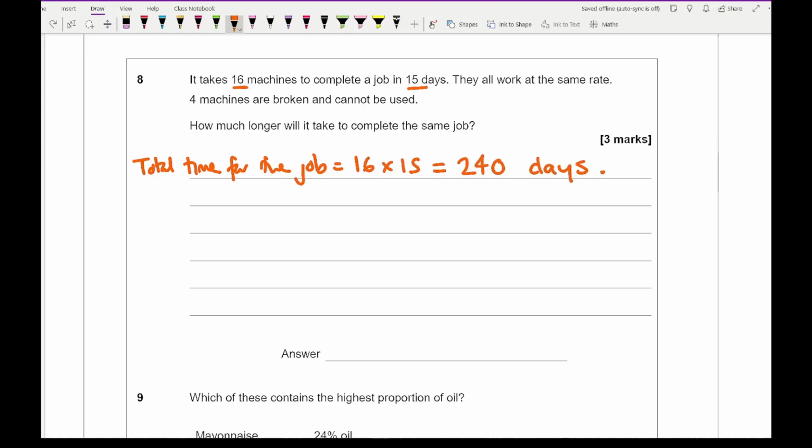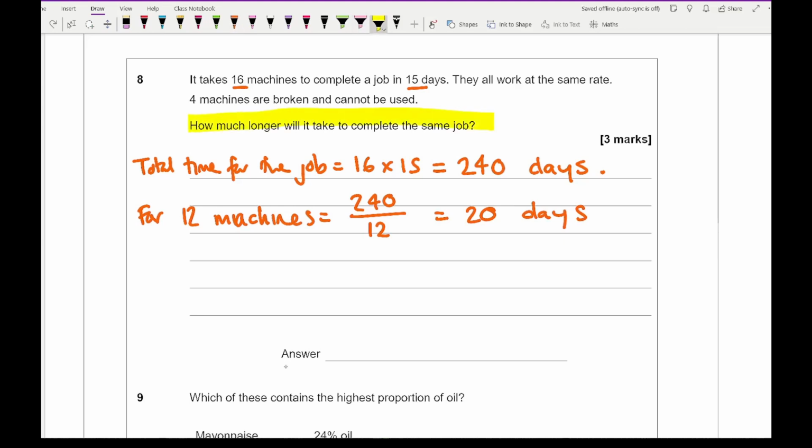Now we only have 12 machines, so for 12 machines it's going to be 240 divided by 12, which equals 20. So it's going to take 20 days. Now remember that the question says how much longer will it take. So here we had 15 days originally, but now it's going to take 20 days. So then the difference is going to be 20 minus 15, which is 5.